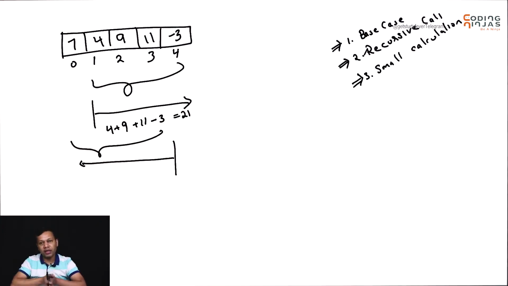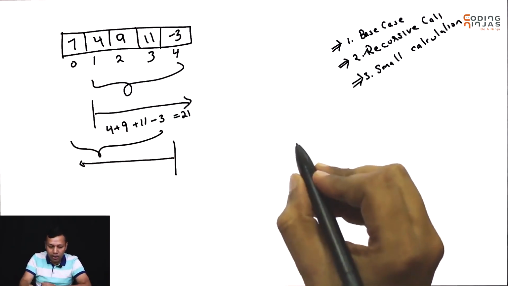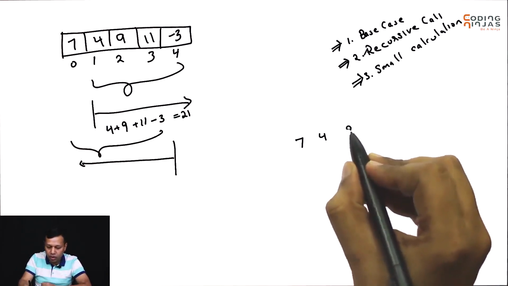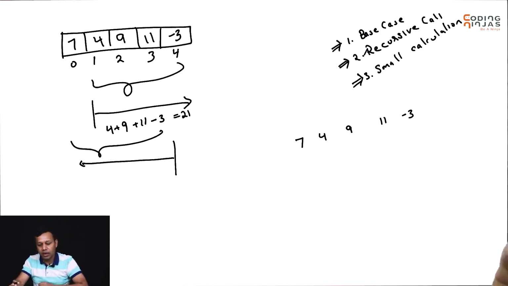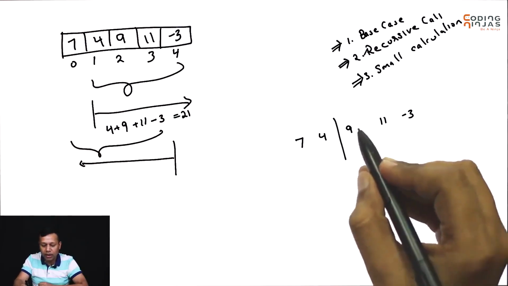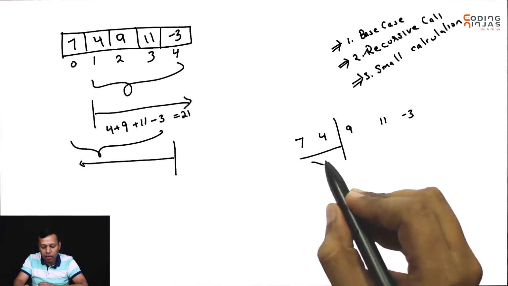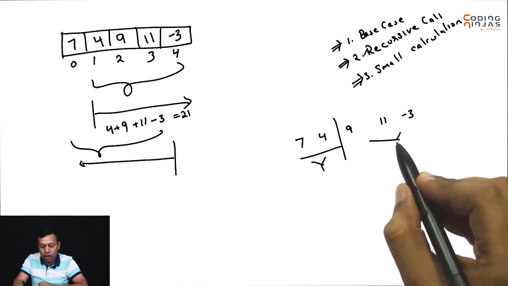In fact, we can break the array wherever we want. If we want to try a third approach, we can break this array into two equal halves. So 7, 4, 9, 11 and minus 3. This is 5 elements. I can break that in between. I can give this part to recursion and I can give this part to recursion.